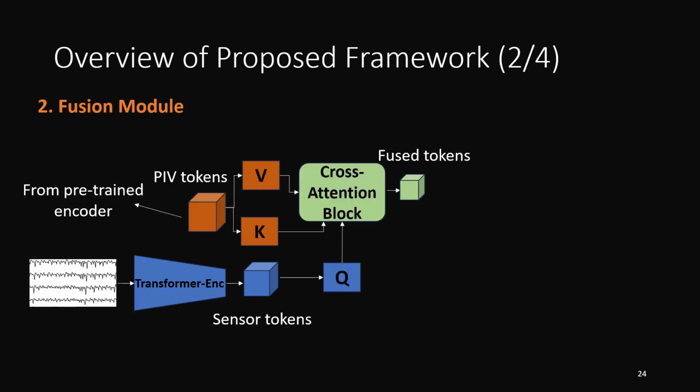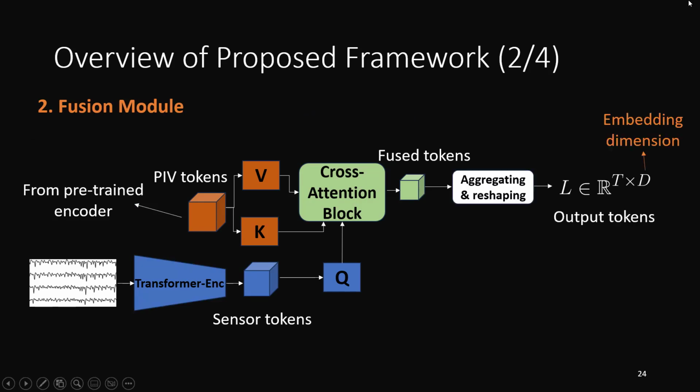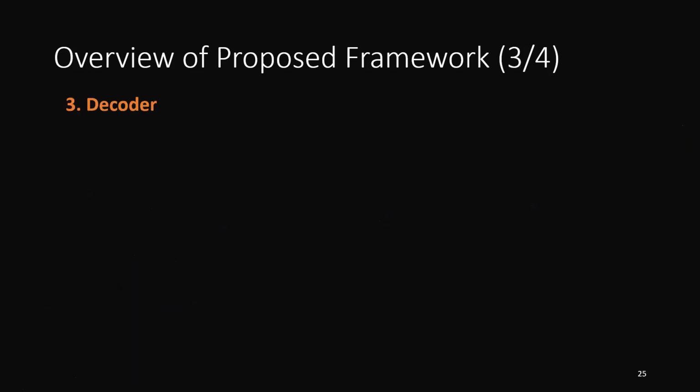We're then going to fuse it with the PIV tokens that we got from the previous step using a cross-attention block. And then we get fused tokens. Then we can aggregate and reshape, and we're going to get an output token. It's a global latent representation of a sensor-informed evolution of the PIV flow field. Okay, just a pretty abstract representation. Then we pass it through a decoder.